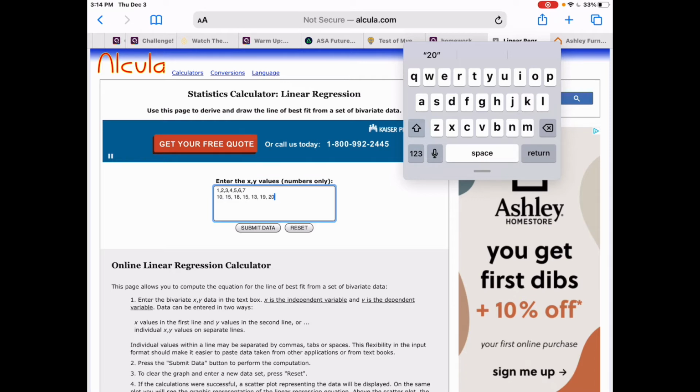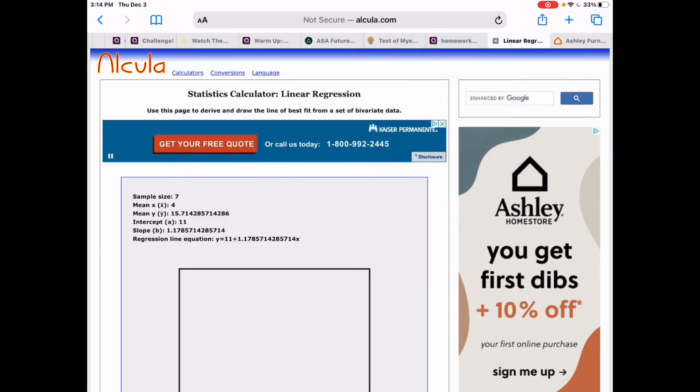So what I have done is I have typed in the x values on the first row, 1, 2, 3, 4, 5, 6, 7, and the y values on the second row. And I actually read the directions because all these are slightly different. And then I'm going to click submit data.